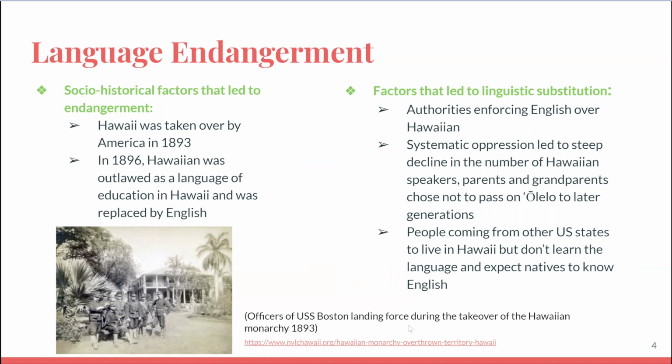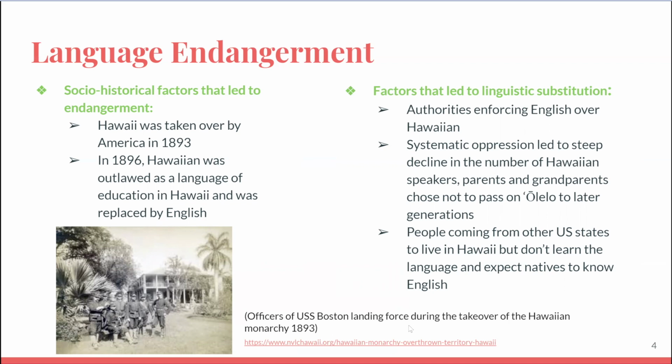And because of this forceful takeover, the authorities were a part of enforcing English over Hawaii, so they could actually arrest people for speaking Olelo Hawaii. And students would also be reprimanded in schools if they spoke it instead of English. The systematic oppression led to a steep decline in the number of Hawaiian speakers. Parents and grandparents chose not to pass on Olelo to later generations because they could get in trouble for it, as well as the younger generation.